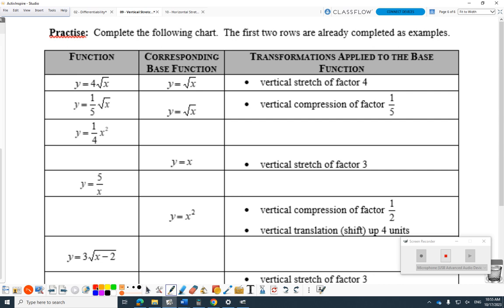So let's try a few. Y equals 1/4 x squared. Is there enough information there to go, well, what's the base function? It's just y equals x squared. Good. And then what's the transformation that's been applied here? Vertical compression of like 1.1/4. Yeah, vertical compression factor 1/4. Let's write the full sentences for now.